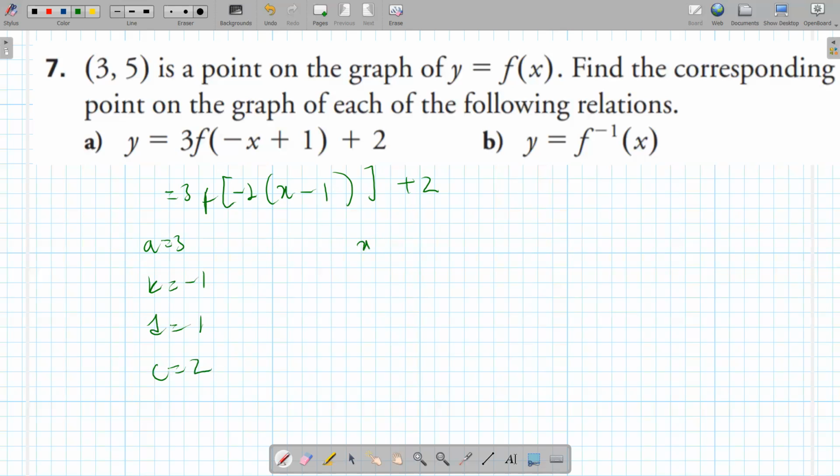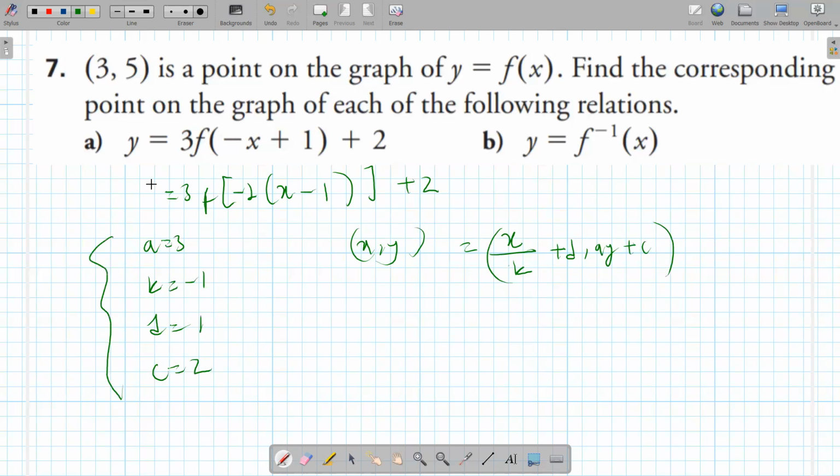And the point mapping rule says any point xy becomes what? The opposite. What's the point mapping rule? It's this, okay? Any point xy becomes x over k, we're not quite done there, x over k plus d, y times a plus c, like that.